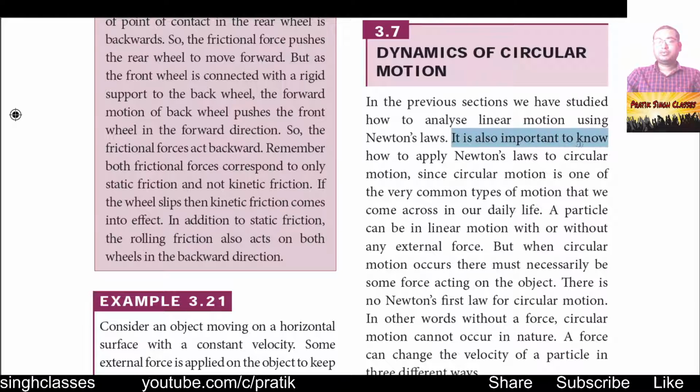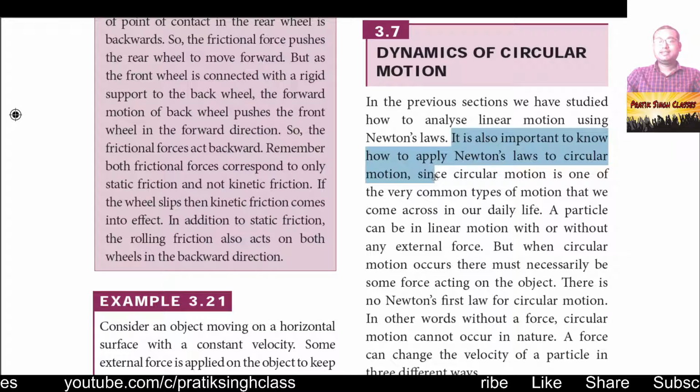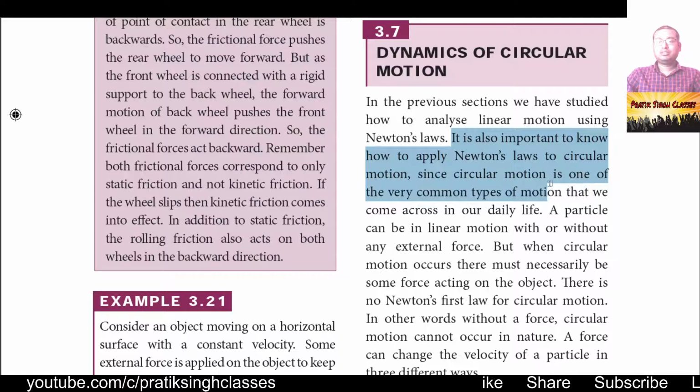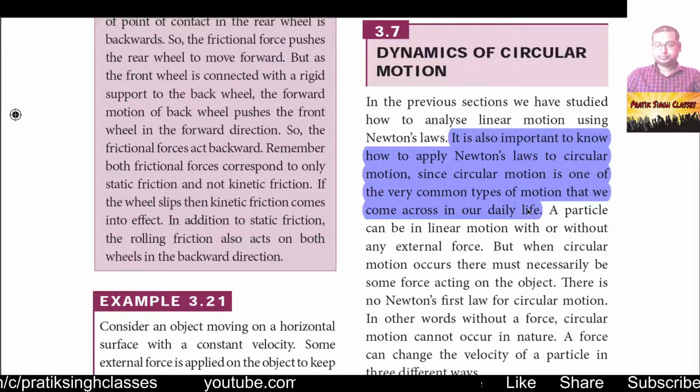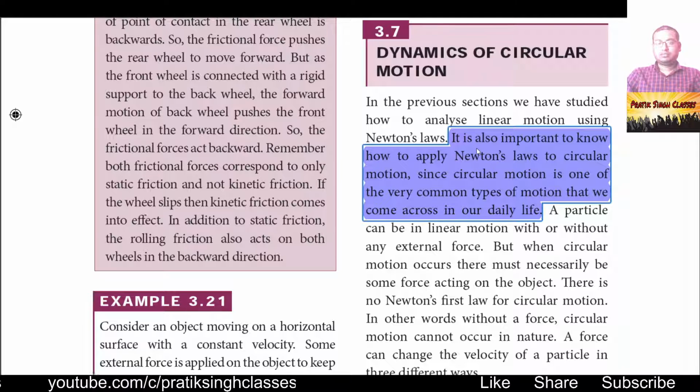It is also important to know how to apply Newton's laws to circular motion, since circular motion is one of the very common types of motion that we come across in our daily life. In our day-to-day life we come across a lot of examples in which we have circular motion.